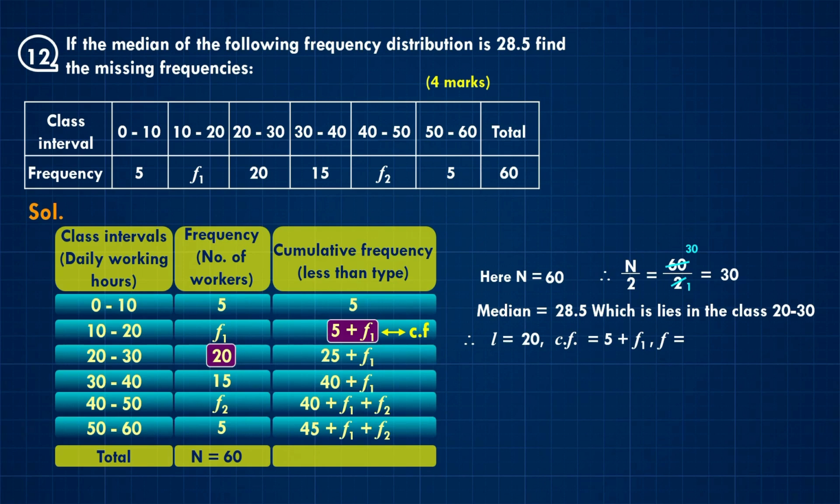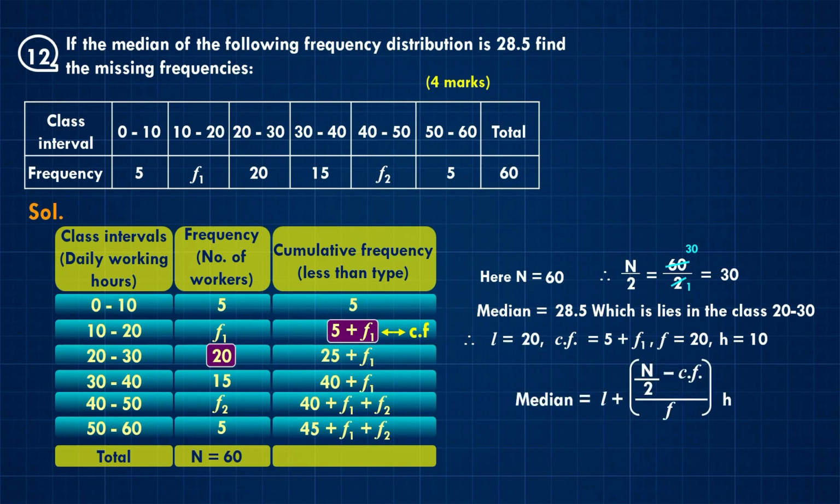And what is F? F is the frequency of the median class. So that is 20. What is H? H is the difference between the lower limit up to subsequent class intervals. So 10 minus 0 or 10, 20 minus 10, you will get always the same answer, that is 10.